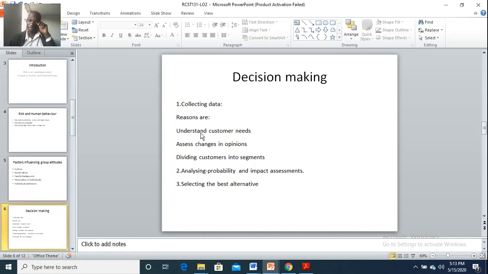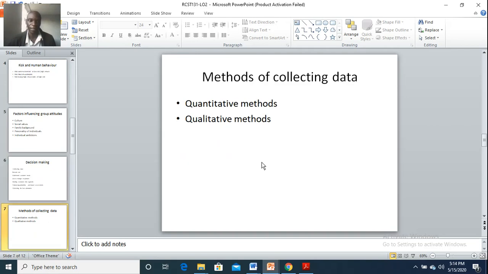Then decision making. Like I said, risk management is just management like other management. So in decision making, we are looking at the collection of data, the analysis, then the selection of the best alternative. But what are the methods of collecting data? We have quantitative methods and qualitative methods. Quantitative use figures. Qualitative use characteristics. So those are the two methods of measuring.